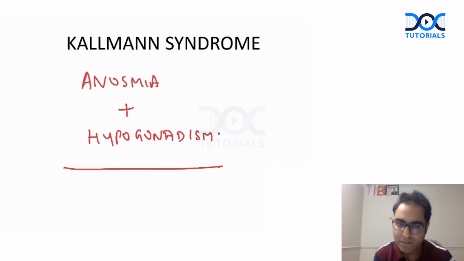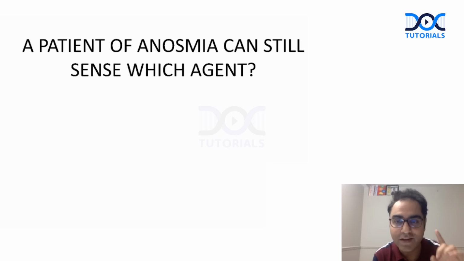Kallmann syndrome. Okay. A patient of anosmia cannot smell ammonia because ammonia is not a smell. Ammonia is an irritant, and ammonia is sensed through which nerve? Trigeminal nerve. Very good. Okay. Fine. A patient of anosmia can still sense which agent? Ammonia. Ammonia is not a smell. Ammonia is an irritant. It is sensed through the trigeminal nerve.